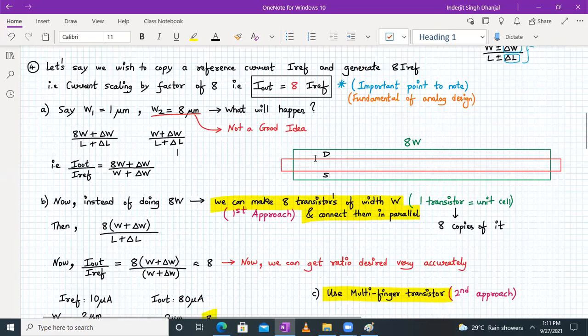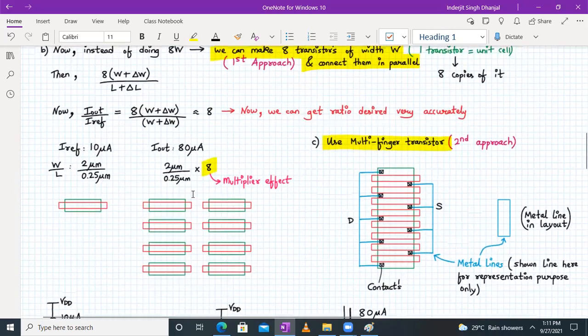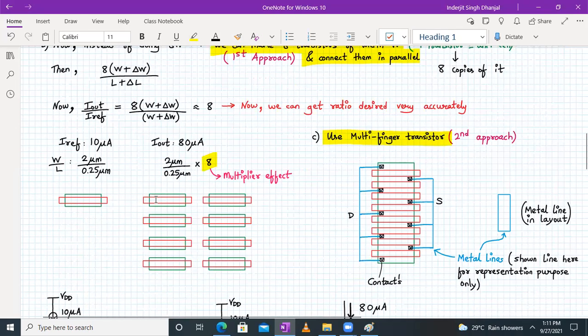Instead of making one transistor with a width of 8W, where the process variations will also be huge and you will not get an accurate current mirroring, this approach is much better. You have made multiple copies of the unit transistor. As you can see, 4 copies over here, 4 copies over here. So this 8 is my multiplier effect, right?